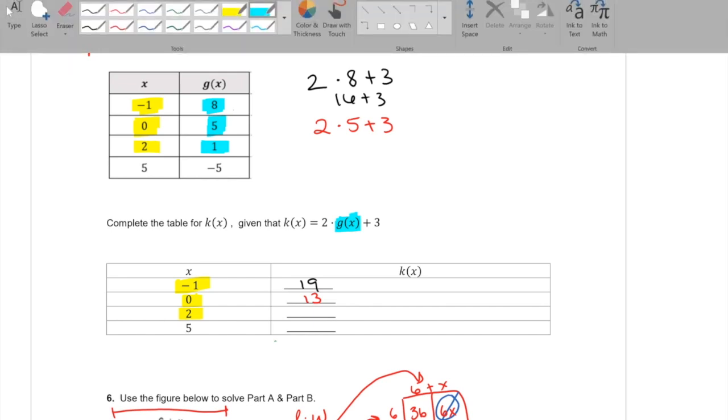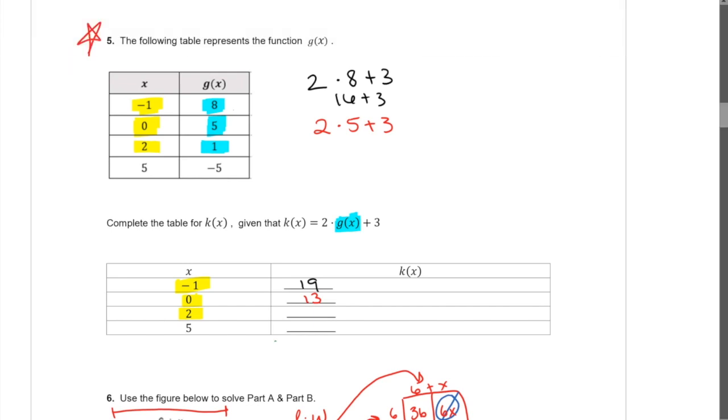So all that I'm going to do is I'm going to use the formula down here and replace the blue part with the blue number. So this says 2 times 1 plus 3. 2 times 1, well, that's easy. 2 plus 3 is 5.